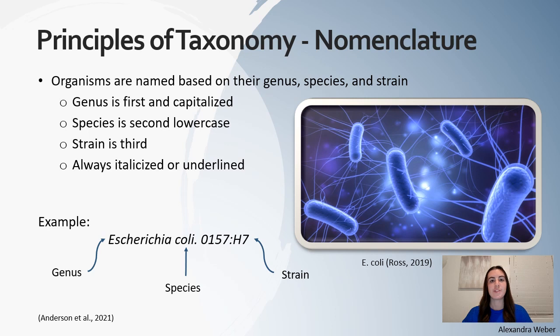Nomenclature is how organisms are named in the scientific field. They are named based on their genus, species, and strain. First is the genus, and it is always capitalized. Second is the species, and it is always lowercase. Then last is the strain, which is commonly a number or combination of numbers and letters. The name of these organisms is always italicized when typed or underlined when handwritten. For example, Escherichia coli O157:H7. The name Escherichia is the genus, coli is the species, and O157:H7 is the strain of this bacteria.